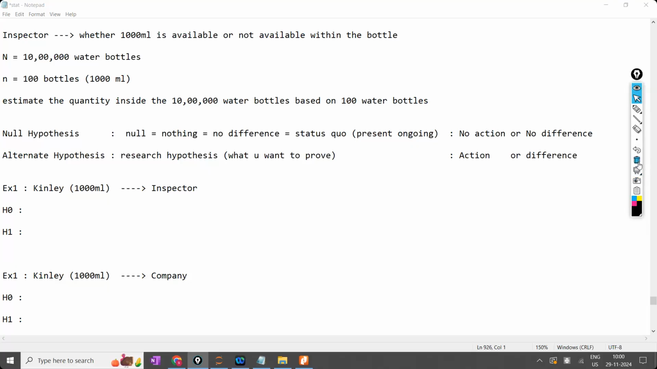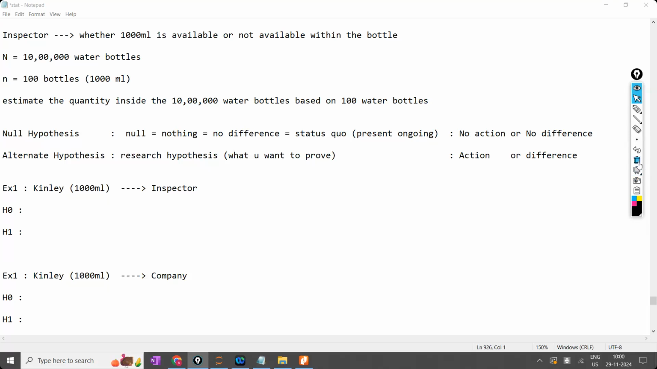Now, one of the students wants to give a suggestion: "Sir, you change it like this." Then automatically the data analytics score will be even better and more students will come. You have given one suggestion like this. What is the null hypothesis and what is the alternate hypothesis in this case?